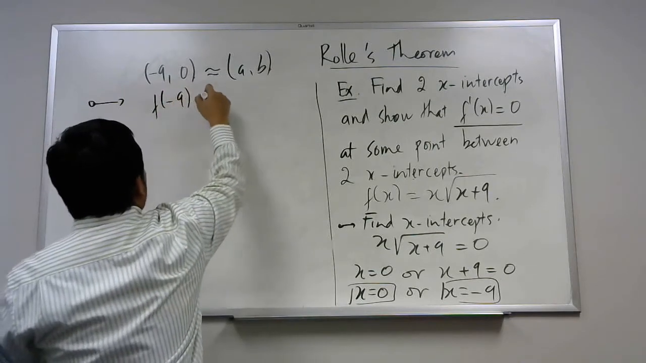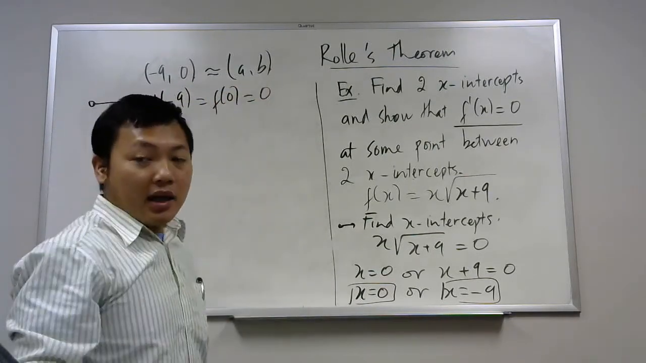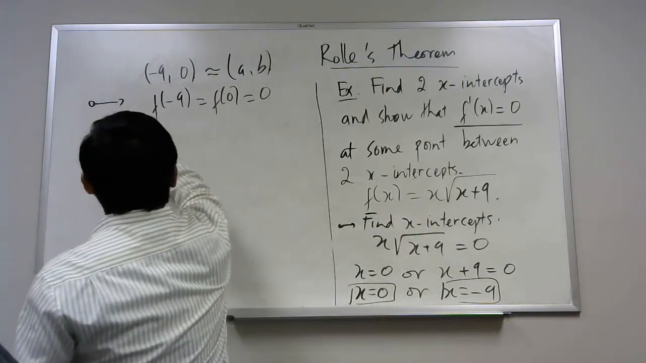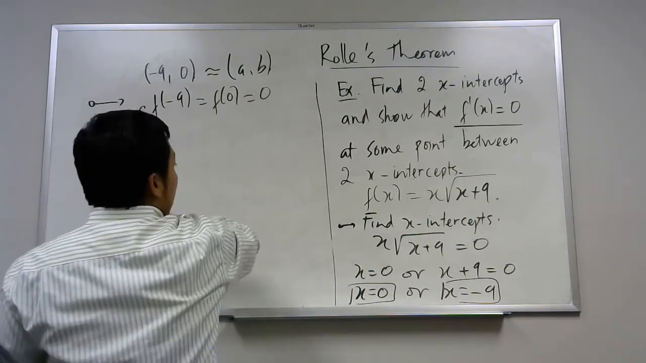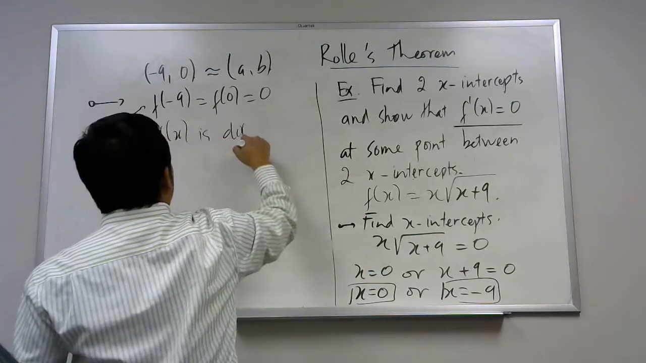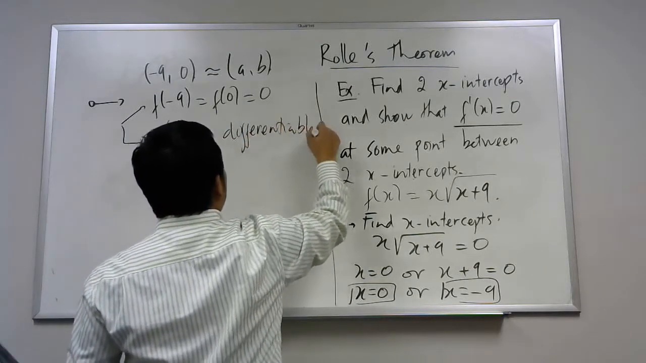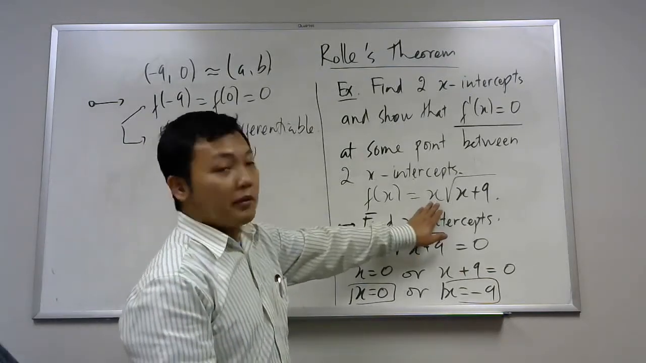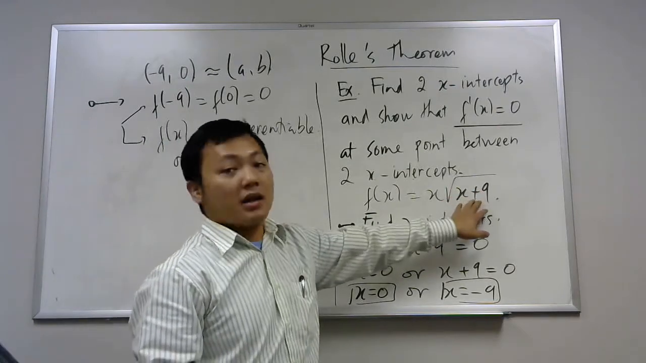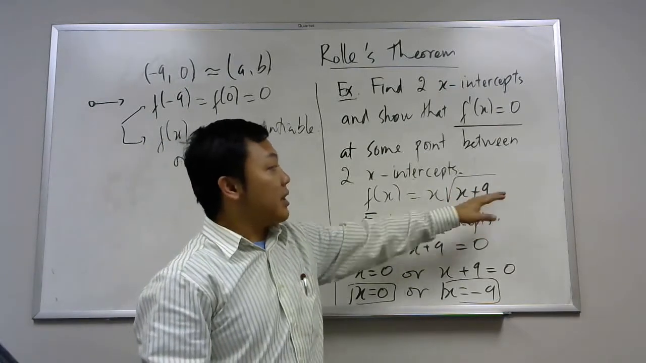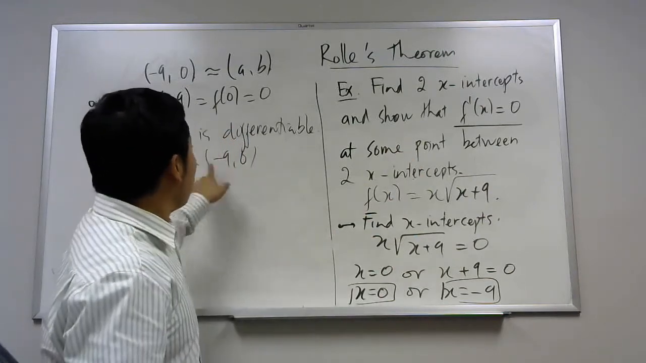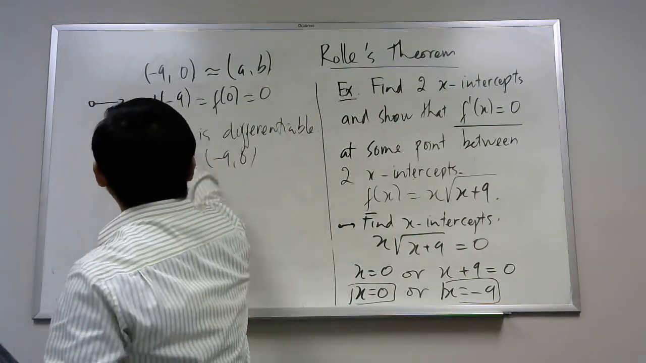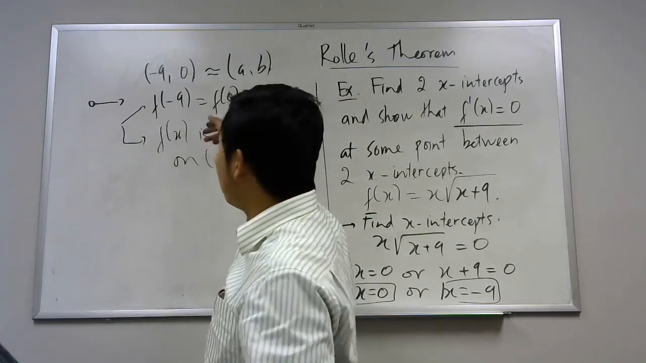So f of -9 equal to f of 0 equal to 0, because -9 and 0 are x-intercepts of this function. And this function is differentiable. That is the first thing. The function f of x is differentiable on (-9, 0). Why? Because x is a differentiable function everywhere. The square root of x plus 9 is also differentiable when x plus 9 is greater than 0. So the product is differentiable on (-9, 0). This function satisfies the conditions of the Rolle theorem, right?